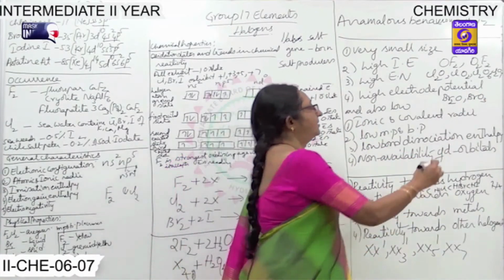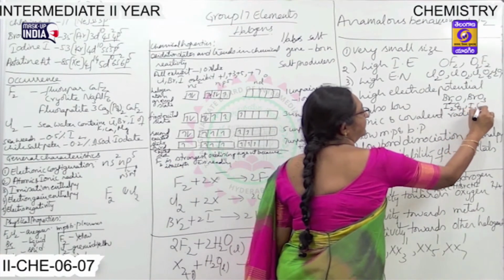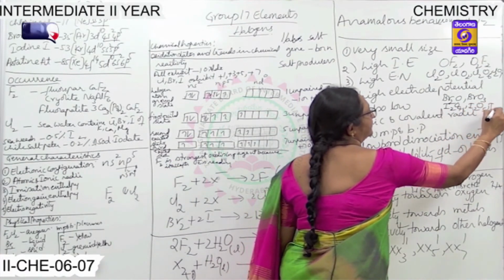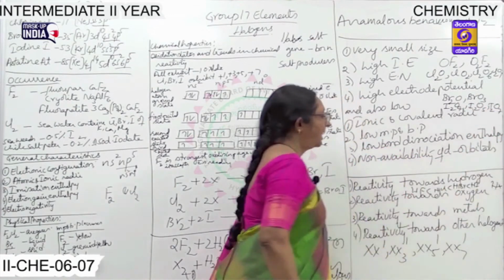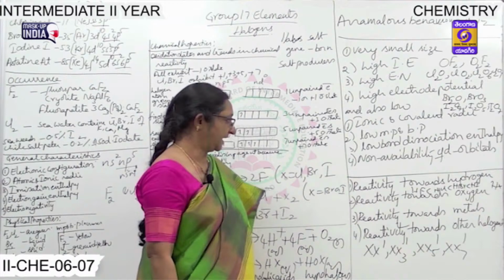Iodine also can form I2O4, I2O5 and I2O7. So like this, these elements form different kinds of oxides.